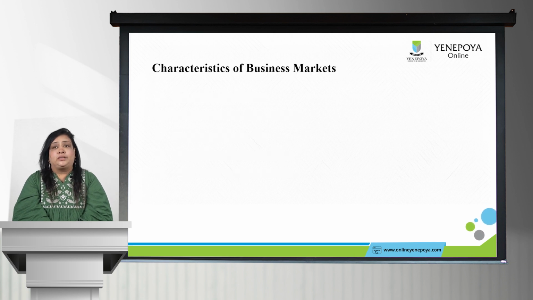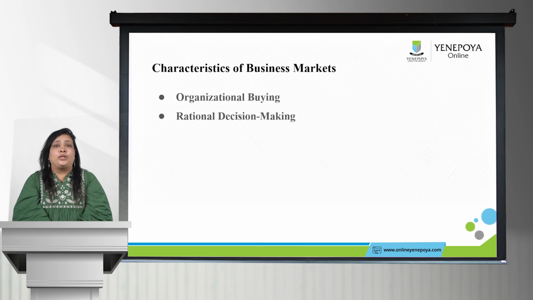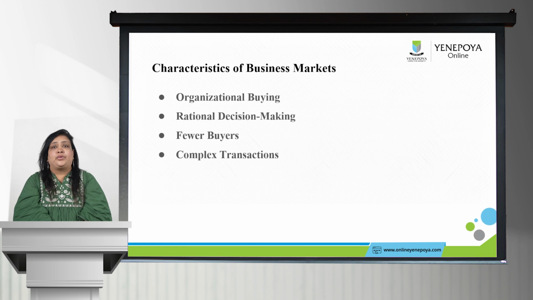Let's move on to the characteristics of business market. The first point is organizational buying. Purchases are made by companies or organizations for operational, production, or resale purposes. And the second one is rational decision making, based on logic, cost, analysis, and long-term value rather than emotional factors. The next point is fewer buyers. The number of buyers is smaller, but each buyer purchases in bulk. The next point is complex transactions. Transactions often involve negotiations, contracts, and long-term commitments. Derived demand is driven by the need for goods or services in the production or delivery of other products.